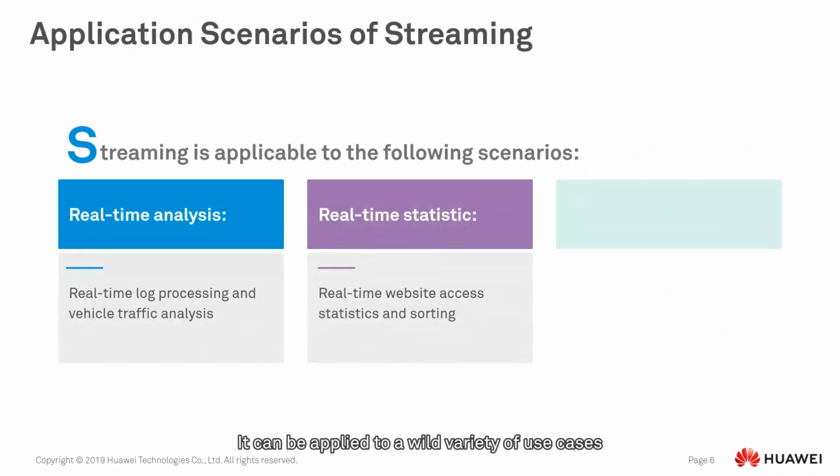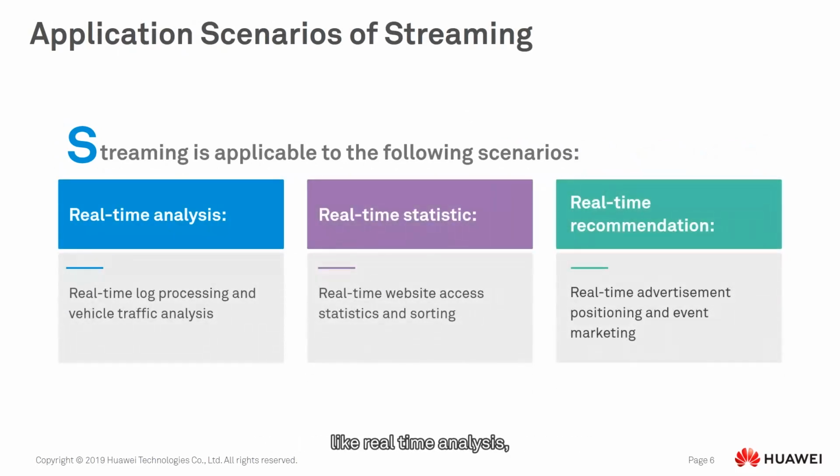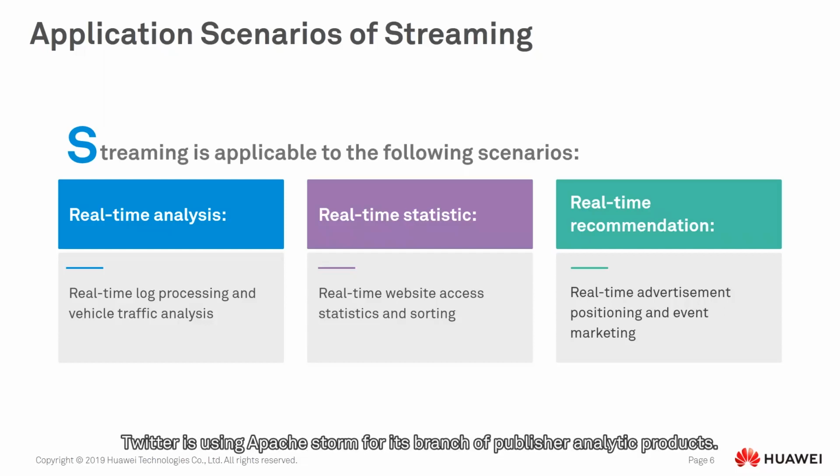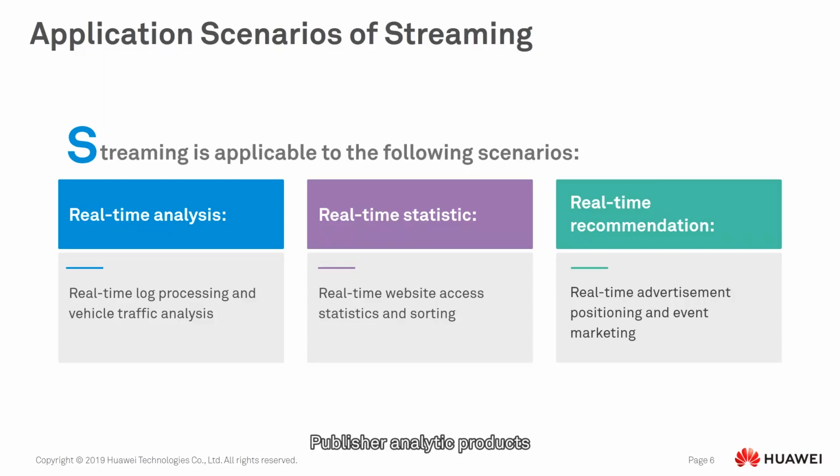It can be applied to a wide variety of use cases like real-time analysis, online machine learning, continuous computation, ETL, and more. Let me give a few examples of open source Storm. Many companies are using Storm as an integral part of their system, like Twitter. Twitter is using Apache Storm for its range of publisher analytics products. Publisher analytics products process each and every tweet and click in the Twitter platform. Apache Storm is deeply integrated with Twitter infrastructure.